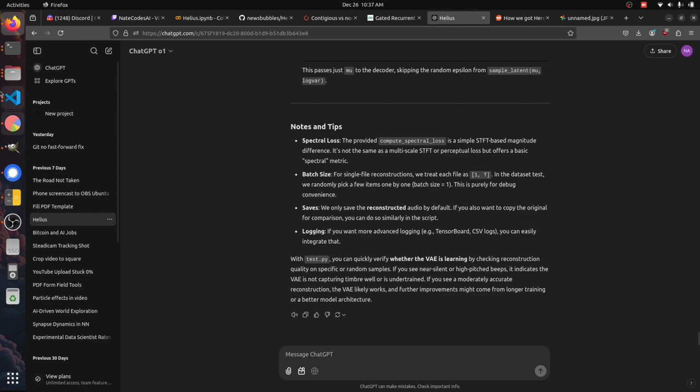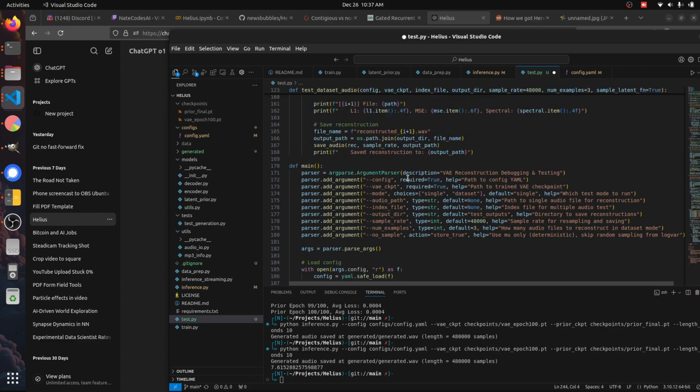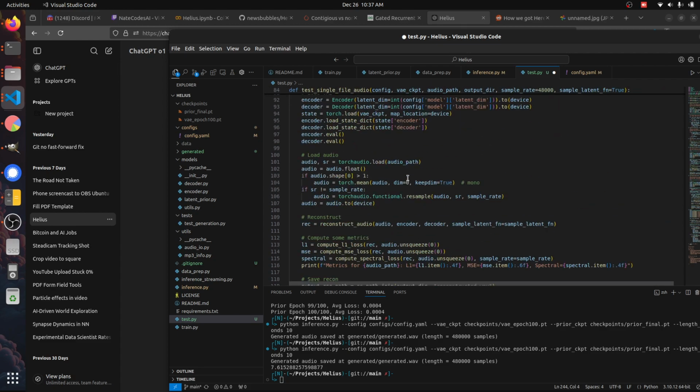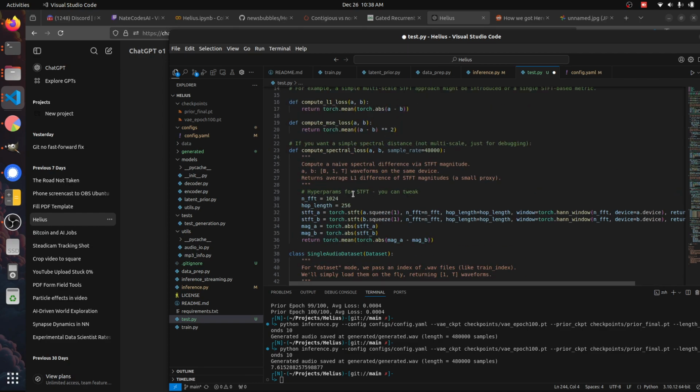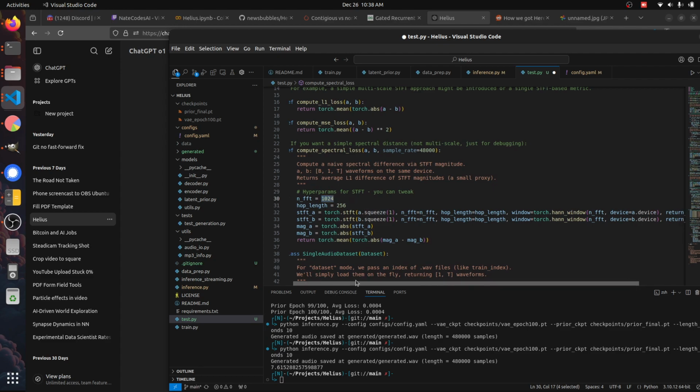Actually, let's take a look at that. Let's take a look at this spectral loss function. That's pretty dope. Reconstruct, single audio, compute spectral loss. So compute a naive spectral difference via STFT magnitude. So the batch, and then it's just going to be one T waveforms on the same device. Return average L1 difference of STFT magnitudes, a small proxy. Hyperparameters for STFT. Okay, so the Fourier transform is going to have 1024 buckets. Hop length.